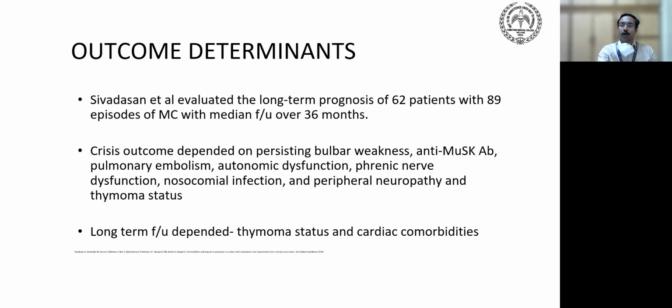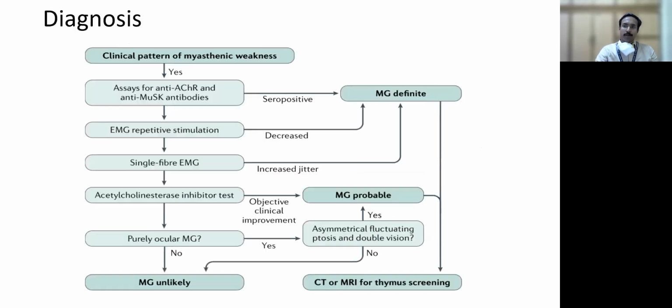So long-term follow-up depends on whether the thymoma has been adequately addressed, and cardiac comorbidities also affect the long-term prognostic outcome. So briefly coming to the diagnosis of the disease, the first important thing is always the clinical pattern. Are we dealing with an ocular bulbar pattern or a limb girdle pattern? Is that pattern with fluctuation, with fatigability? If all those things are there, then yes, we are dealing with an NMJ localization. We always first go for electrophysiology and antibody concurrently.